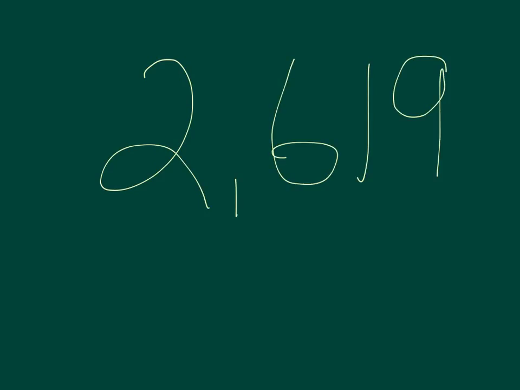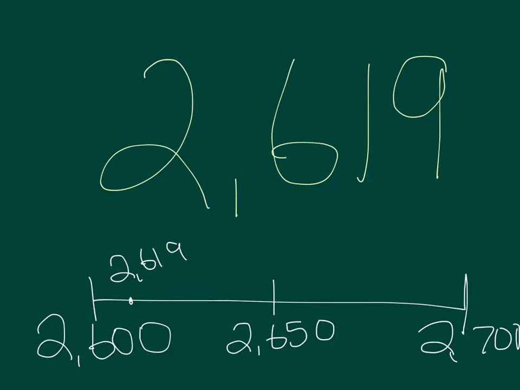Here's a 4-digit practice for you. I want you to try 2,619. Pause the video and round 2,619 to the nearest hundred. Okay, your number line should look something like this. 2,619 is right here on our number line. So we should round 2,619 down to 2,600.